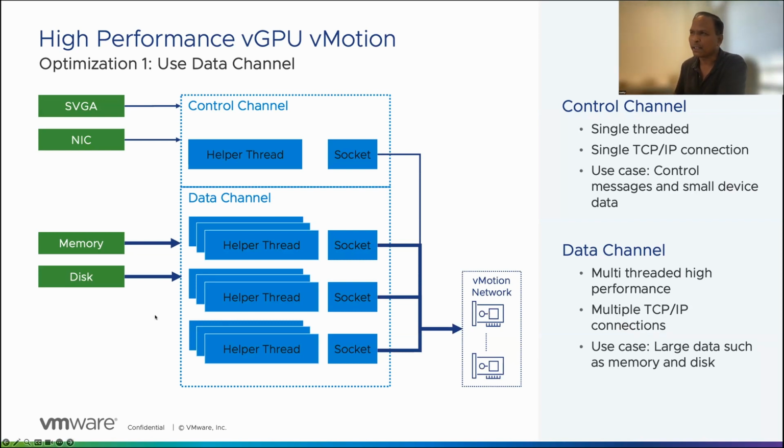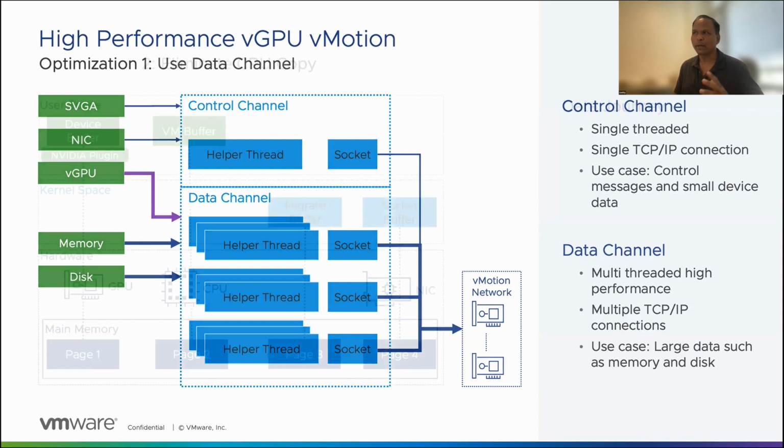And the issue was with vGPU memory, we were transferring it all over a single TCP/IP connection, the control channel, which was very inefficient. And the big optimization that we did was we no longer transfer it on the control channel, but all this vGPU memory will now be transferred over the high performance data channel, which significantly boosts network usage.